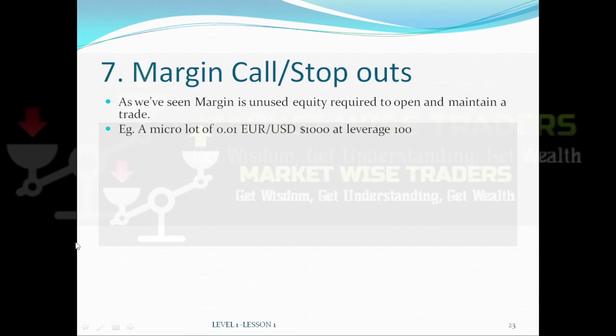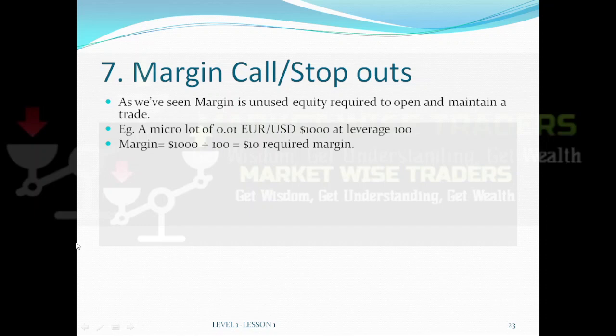For example, as we used last time, I'm using a micro lot, the smallest of Euro USD, where you'll be trading $1,000, which is basically 1,000 units of the currency. But at a leverage of 100, you will only need $10 to open and maintain that position. You will need $10 free in your account to open and maintain that trade of one position.